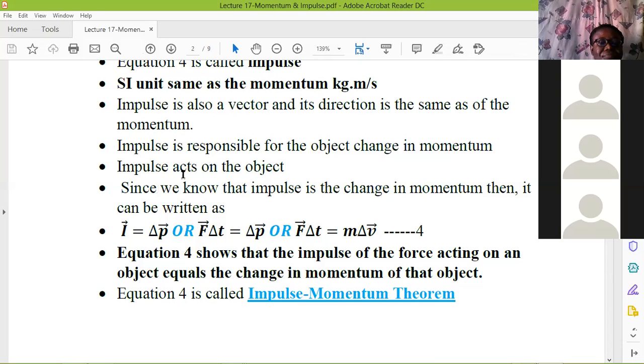Okay, so the impulse acts on the object while the momentum is on the object itself. So this one acts on the object while the other one is on the object itself.